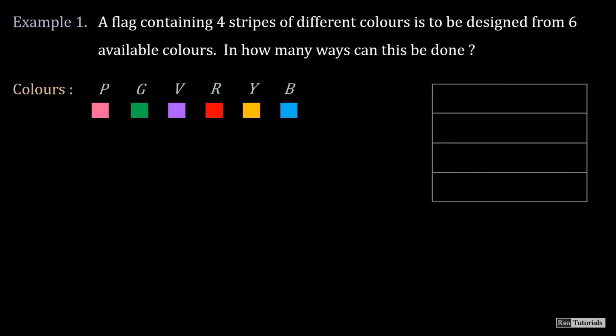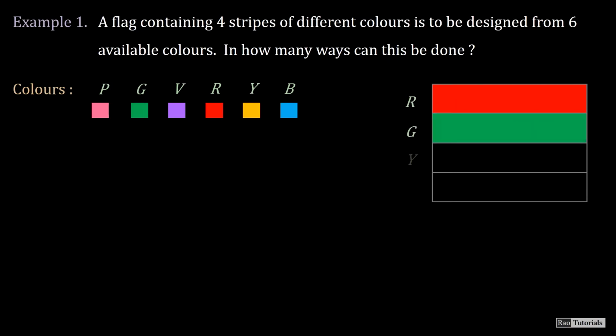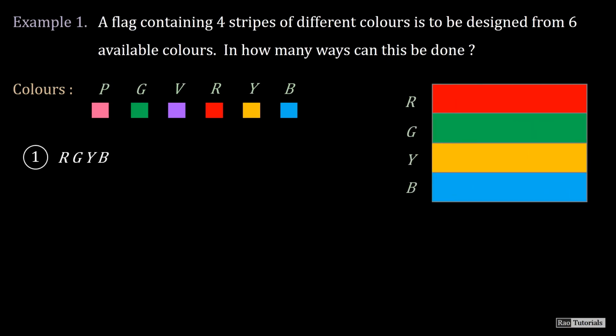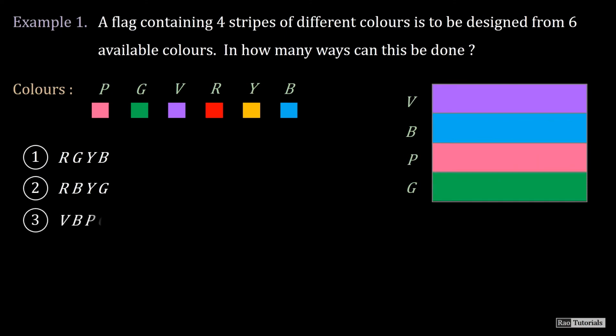The next step is to form examples by actually performing whatever is being asked in the question, that is selecting colors for the stripes. We can design the flag as red, green, yellow, blue, or we can interchange green and blue to form a new design, or we can replace red and yellow with violet and pink, and so on.